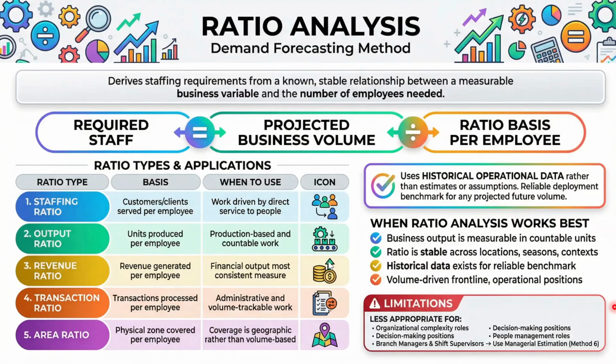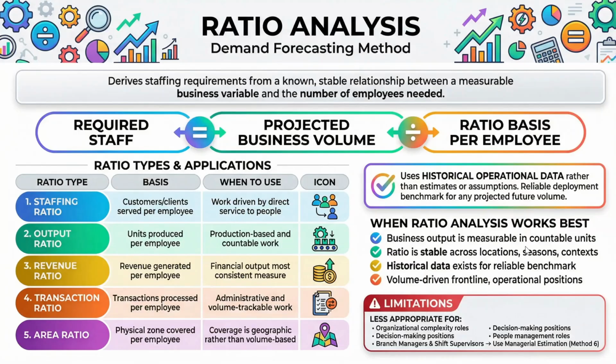Staffing ratio. Ibig sabihin yung customer clients served per employees. So ginagamit yan if the work is being driven by direct service to people. Example sa ating coffee shop. In a coffee shop, serves 30 customers per barista per day. That is staffing ratio.